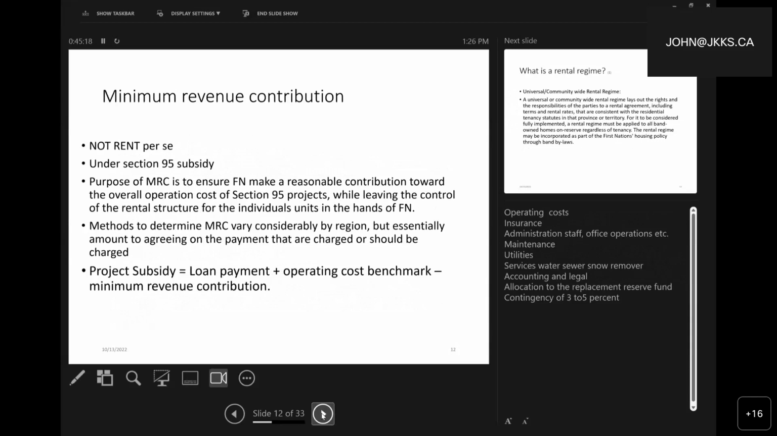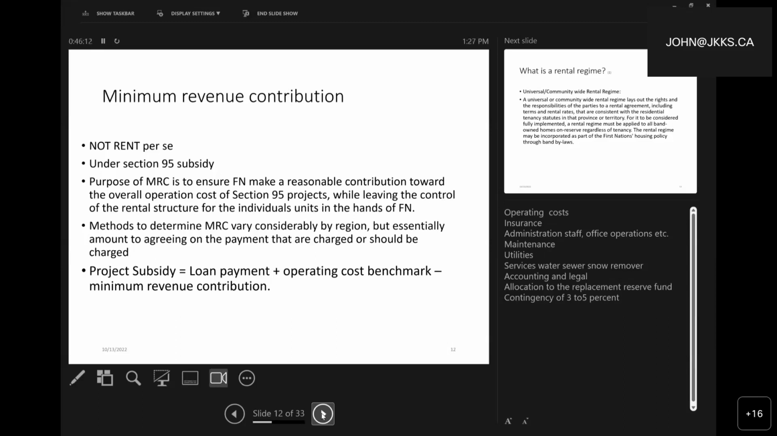Minimum revenue contributions. Under Section 95 of the National Housing Act, they allow for a subsidy. Basically the MRC ensures that First Nations can make a reasonable contribution towards the operating costs of a Section 95 house, while leaving the control of the rental structure to the individual. I use the word rental because it's not rent, it's a payment which is supposed to be based on the rental structure within the community, right? The methods to determine MRC vary by region, but essentially it's an agreed payment that is charged, or should be charged, to offset the cost of that house.